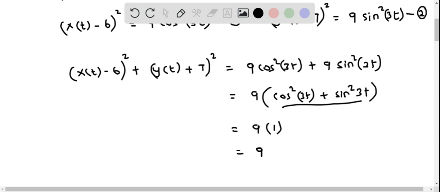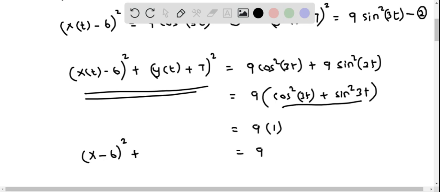So on the left side we have this expression, and since we have removed the t from the expression, we can write x of t as x. So therefore the left side will become x minus 6 quantity squared plus y of t, we can replace it as y plus 7 quantity squared, and this equals 9. So this is the equation after removing the t, or eliminating the t parameter.